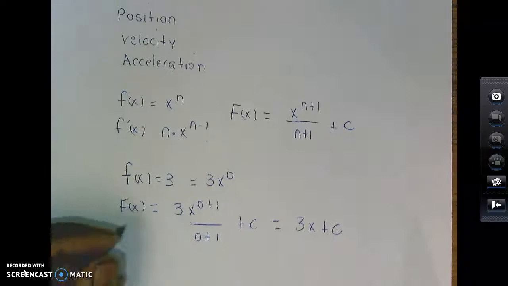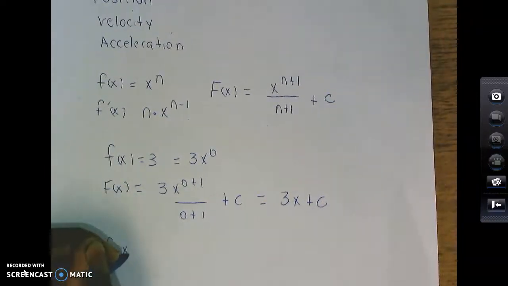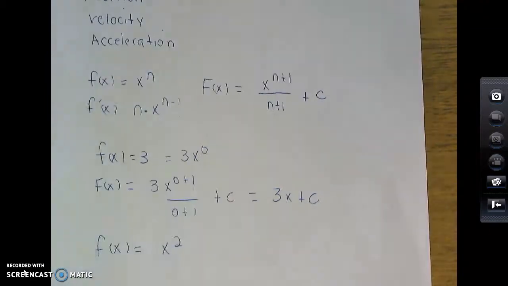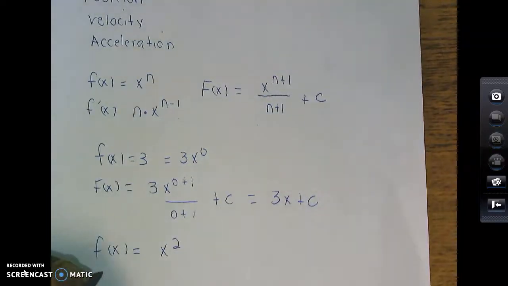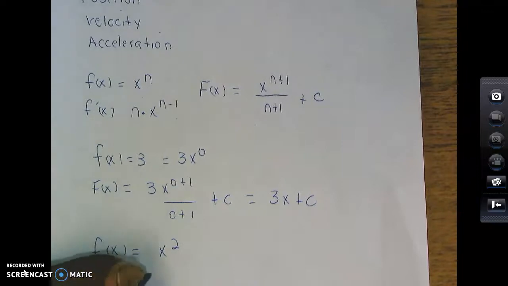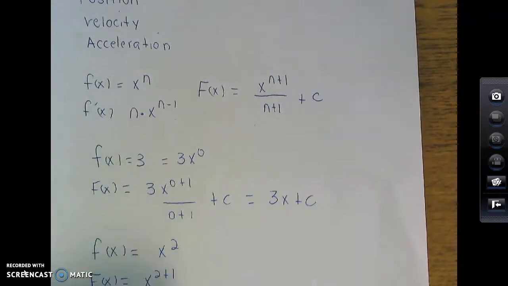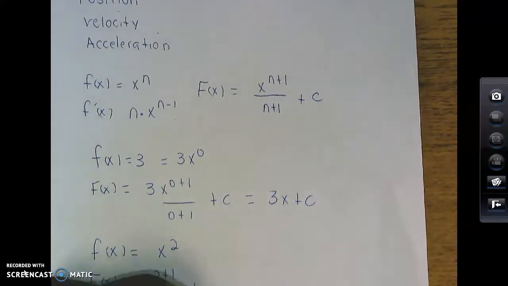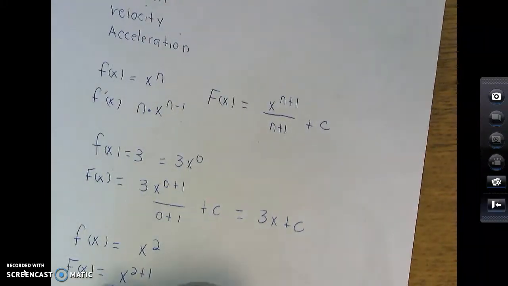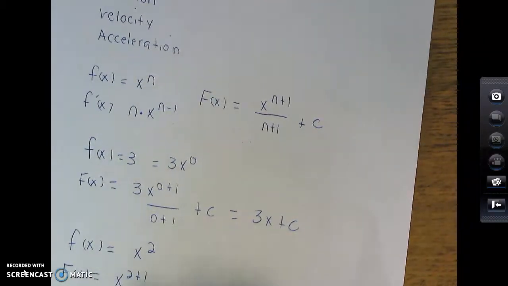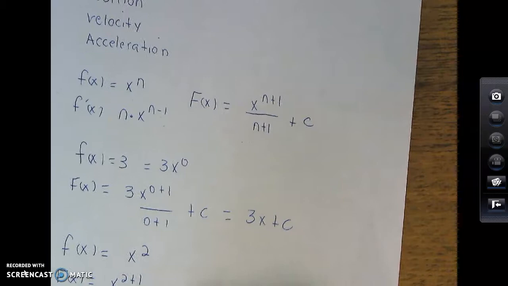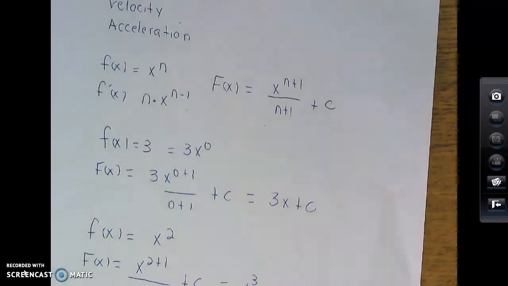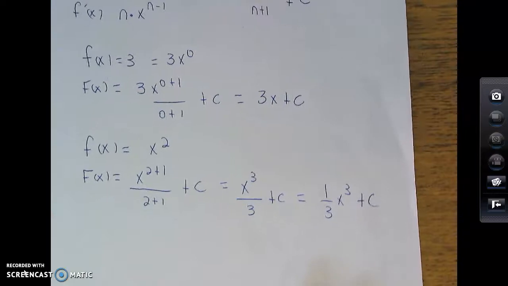Alright, so let's look at another example, see if we can find the antiderivative of x squared. So remember, if I'm finding the antiderivative, this is the derivative of some function. So I just want to find out what function this is the derivative of. So I'm going to do my quick little trick. I'm going to take my exponent and add 1 to it, divide by the new exponent, then I'm going to add c. Well, that's just going to give me x to the 3 over 3 plus c, or I can write that as 1/3 x to the 3 plus c. I think we got it. Pretty fun, pretty cool, amazing how math works.